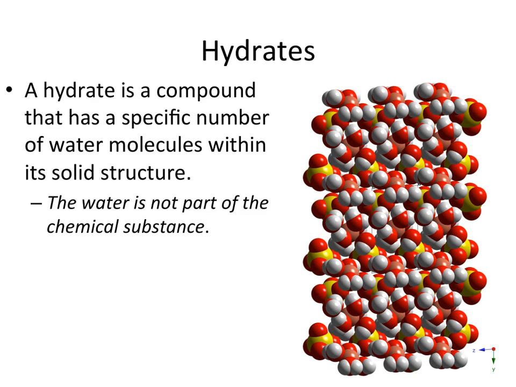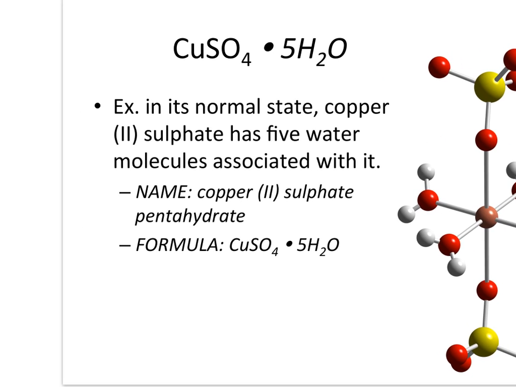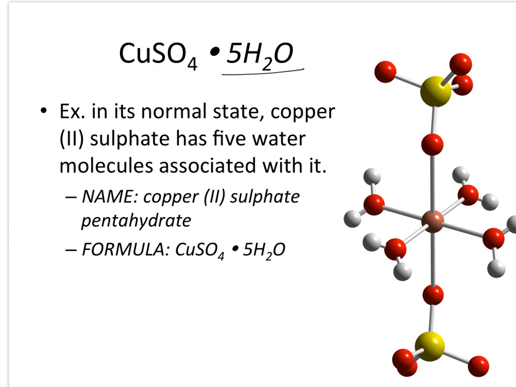Now, a hydrate is just a compound that has a specific number of water molecules associated with it. It's not actually part of the structure, but in some shape or form, it's associated with it. So if we look at something like copper 2 sulfate, copper 2 sulfate has 5 water molecules associated with it. Now, the number of water molecules that we have all depends on the actual structure of the formula unit. Some will have more than 5, some will have less than 5. It all comes down to this structure here and how many it can associate.